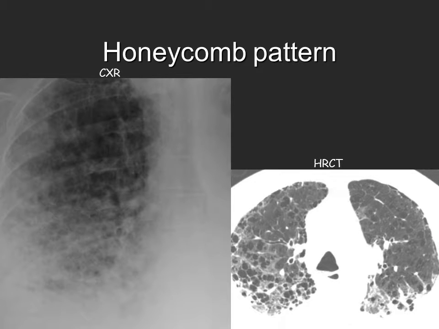On your left is a close-up view of a chest X-ray of a honeycomb pattern of interstitial disease. The honeycomb pattern signifies long-standing interstitial lung disease and irreversible scarring. The honeycomb pattern is seen in pulmonary fibrosis and asbestosis. On your right is a CT image showing the honeycomb pattern.